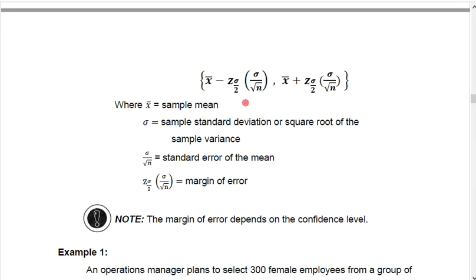Okay, this should be alpha over 2. This should be alpha over 2, z sub alpha over 2. Okay, that is our margin of error.